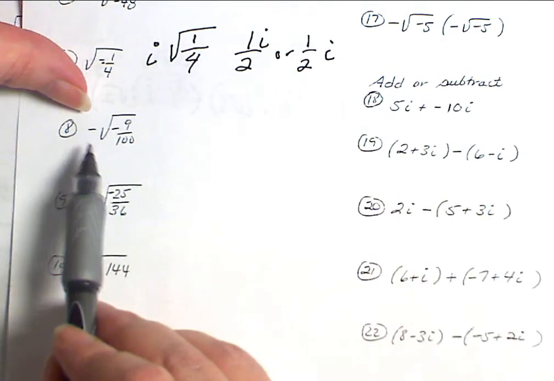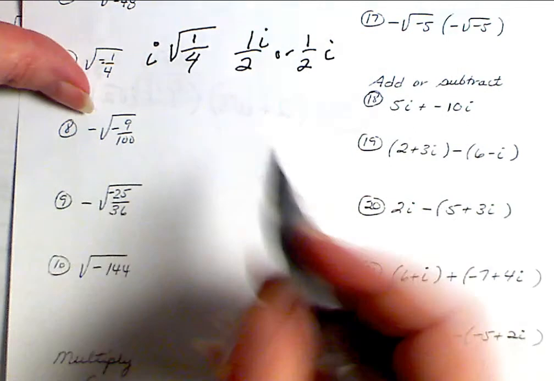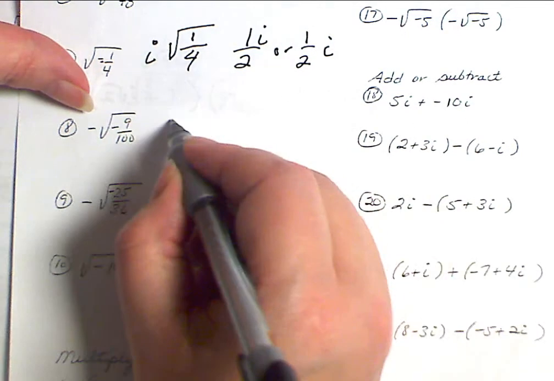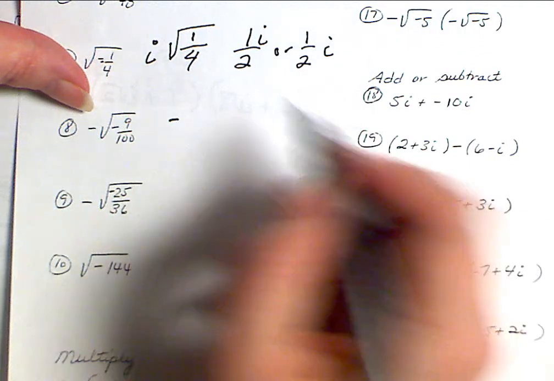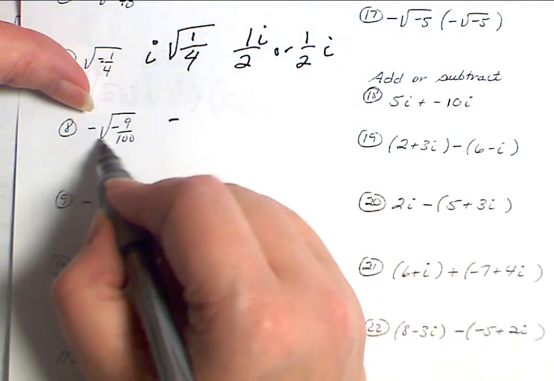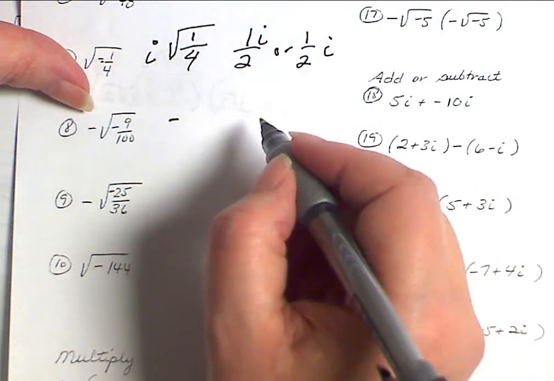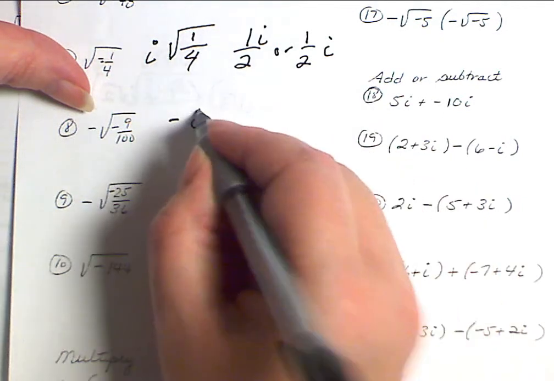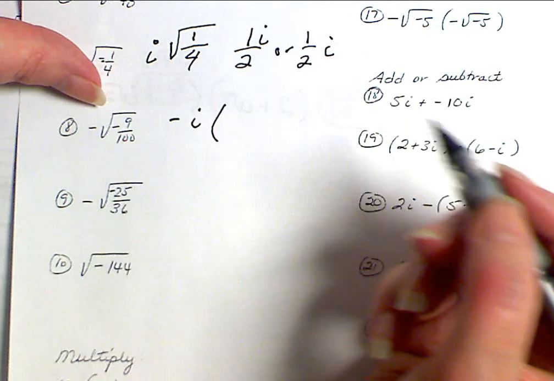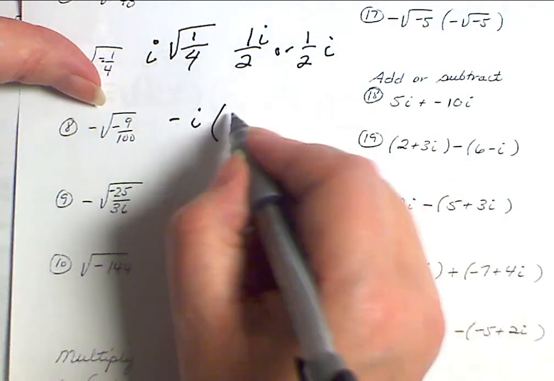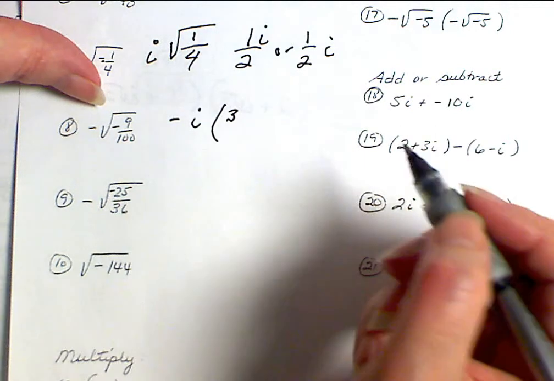Number 8. Number 8 we have here as a negative. You bring that negative. The square root of a negative is i. And then the top is going to be 3, because the square root of 9 is 3, and the bottom is the square root of 100.